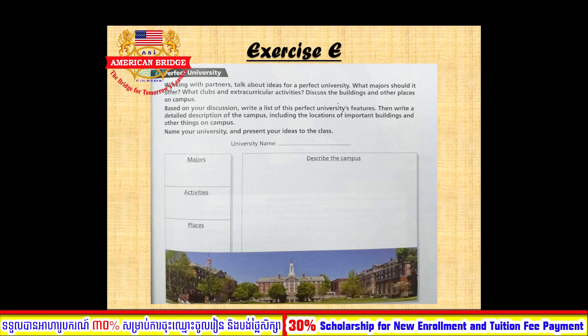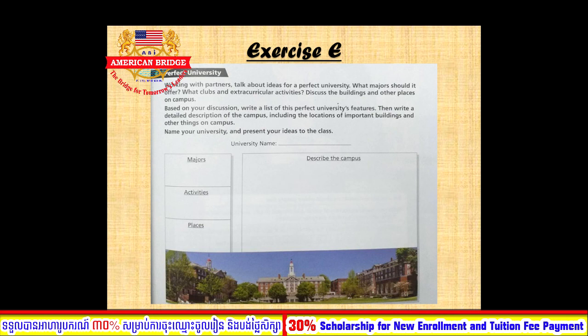So with this one, you need to choose the best university, a perfect university. Not necessarily a university in Europe. You can choose a university in Cambodia as well, or in other parts of the world. You need to name the university. You need to describe the majors that the university offers. You need to describe the activities it offers as well. Aside from studying the majors, what other activities do they have on offer? And where does this university take place? And you need to describe the campus.